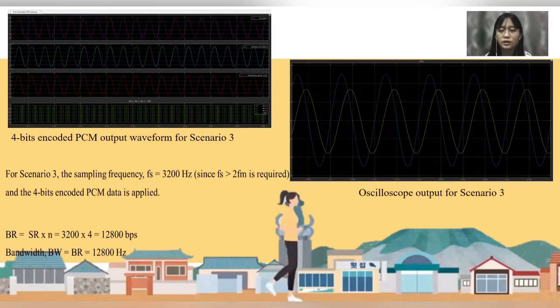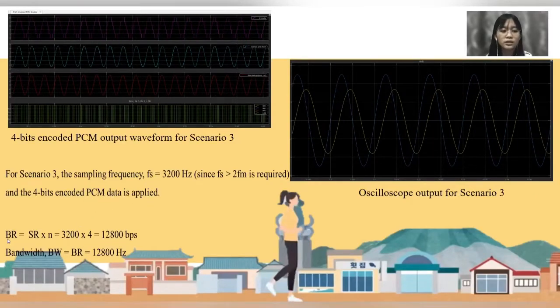Scenario 3 and 4 is where the value of the frequency is much more than the sampling frequency. As you can see on the slide, there is the 4-bit encoded PCM output waveform for scenario 3. For scenario 3, the sampling frequency is defined as 3200 Hz. Since fs is more than 2 fm as required, the 4-bit encoded PCM data is applied.